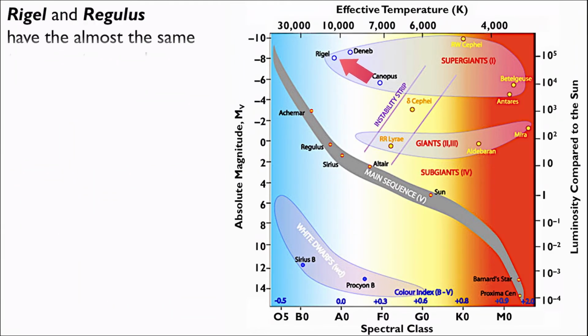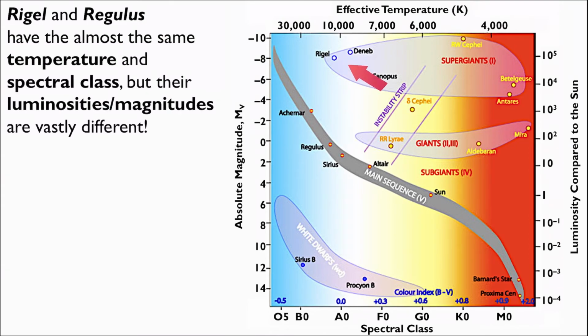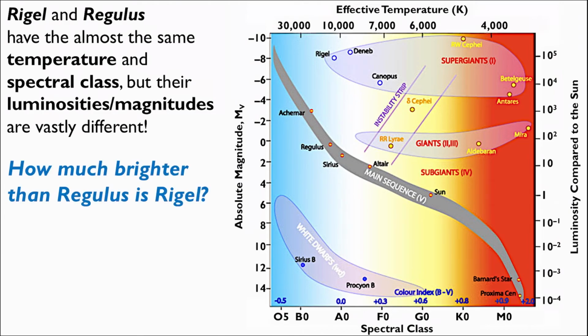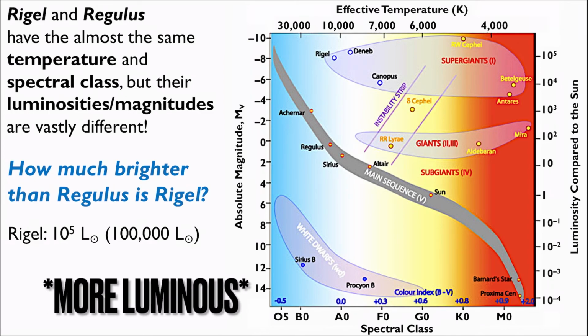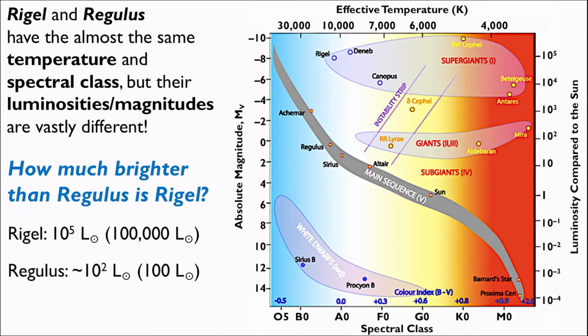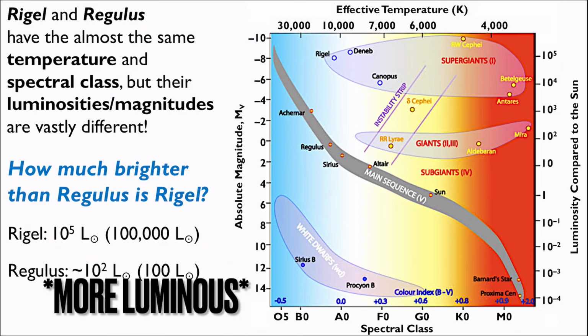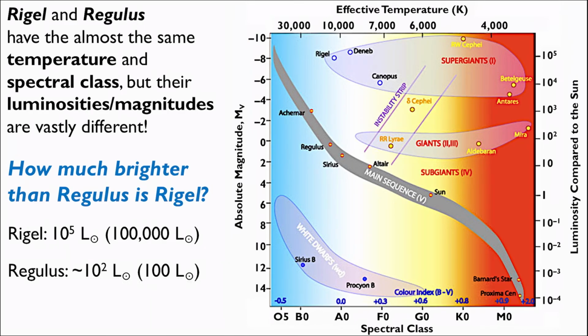Similarly, Rigel and Regulus are two stars with almost the same temperature and spectral class, but their luminosities are significantly different. How much brighter than Regulus is Rigel? Well, Rigel has a luminosity of 100,000 solar luminosities, meaning it's 100,000 times brighter than the Sun, and Regulus is almost 100 times brighter than the Sun. So if we divide Rigel's luminosity by Regulus's luminosity, we'll see that Rigel is about 1,000 times brighter than Regulus.